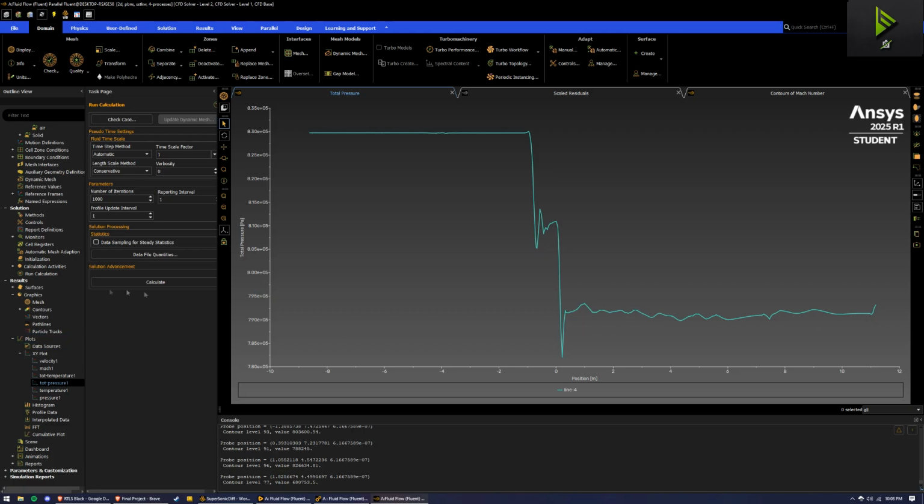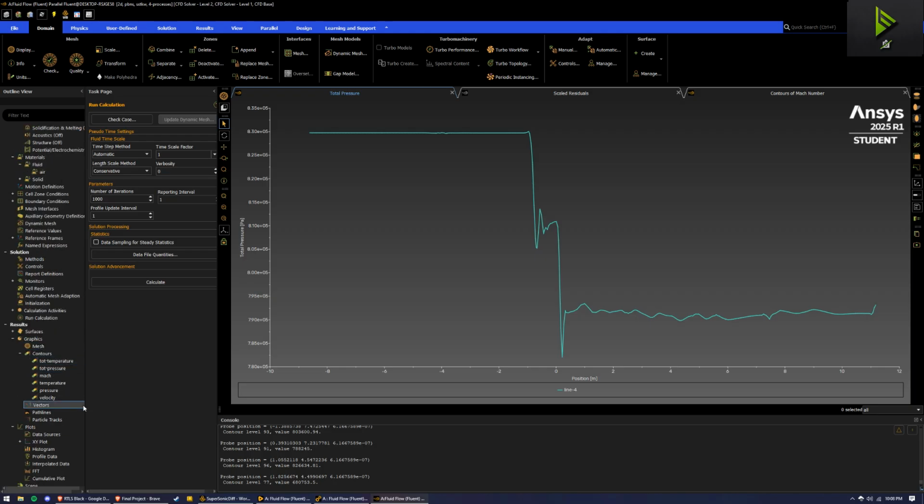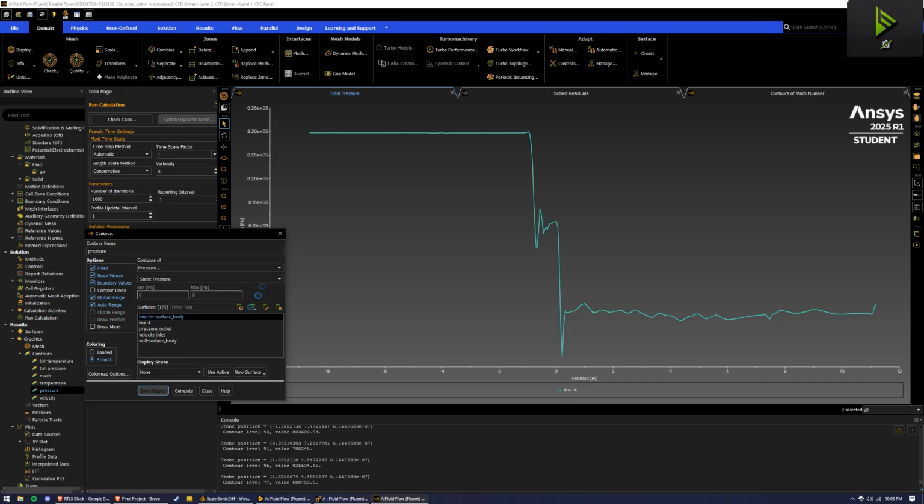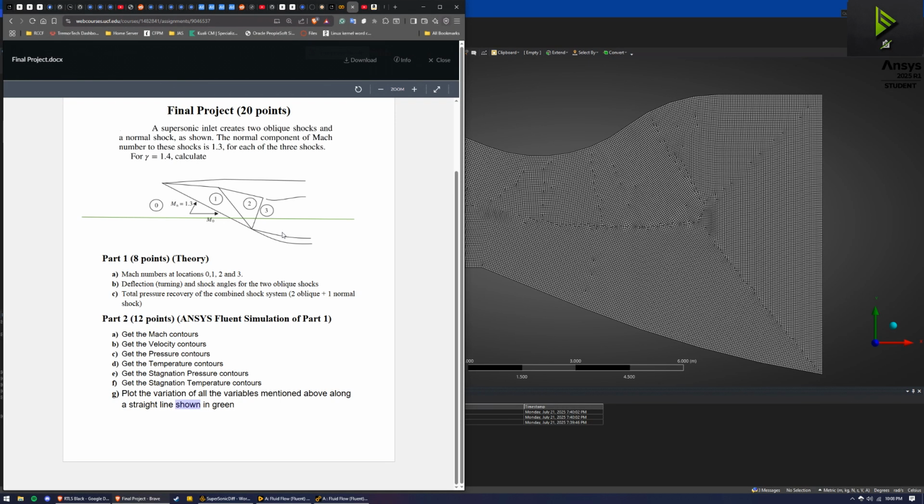So again, this has been the representation for the final project showing the supersonic diffuser system and how it handles the high-speed flow and handling the 2 oblique shocks and normal shock of the system.